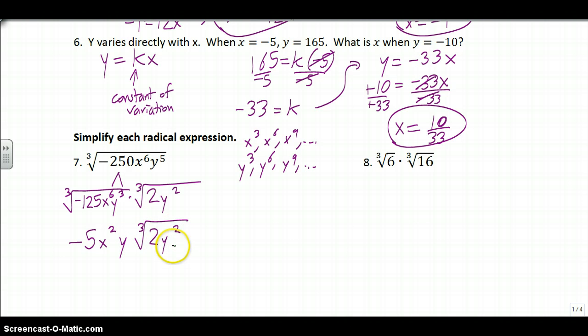Now, do I need absolute value? And the answer is no. You only need absolute value when your index is even and it comes out to be an odd power. So there's your answer. All right, cubed root of 6 times cubed root of 16.